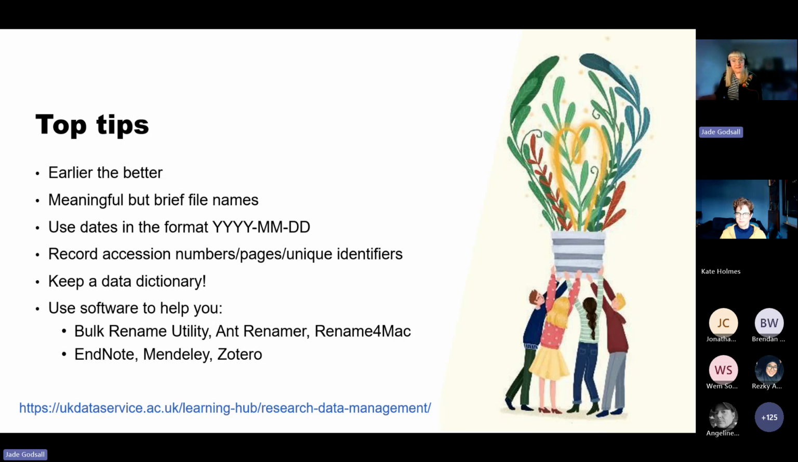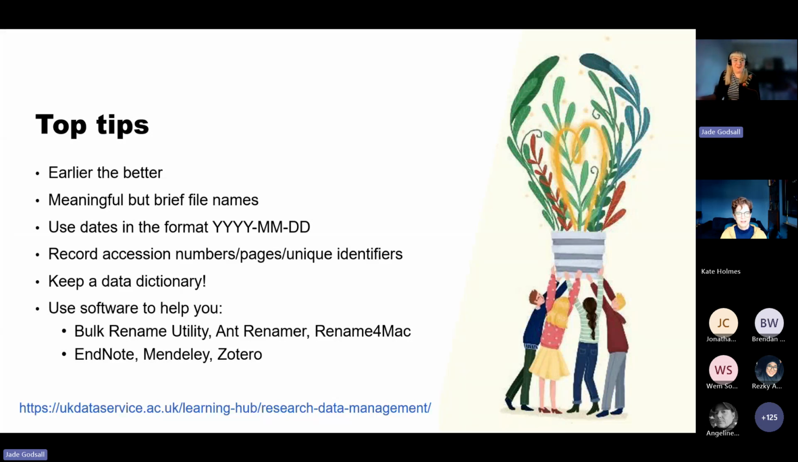Meaningful but brief file names, as I said before. You don't have to be over descriptive because you can use metadata to bring in that background information. Use dates in the format year, month, day. That's easier for when you're trying to find things and organizing it. Record session numbers, pages, unique identifiers. Again, it doesn't necessarily have to be in the title if that's not your convention, but definitely put it into the comments or the descriptions. Have it there so when you look back, you don't have to keep hunting around or going back to archives. Hopefully not. You just know it's all there.